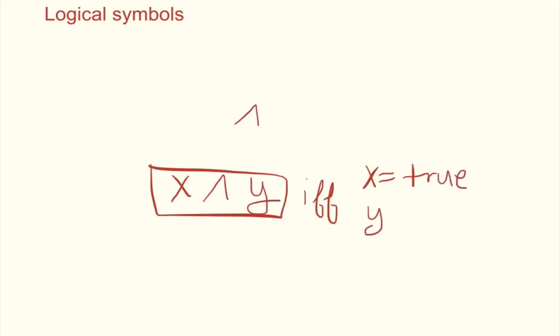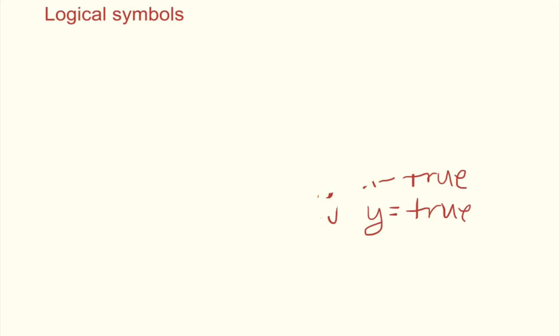So in order for this statement to be true, both of them have to be true. If one of them's false, then it means the statement itself is false, and that's usually what you're going to use a logical conjunction for.